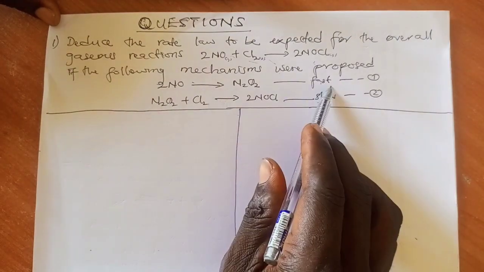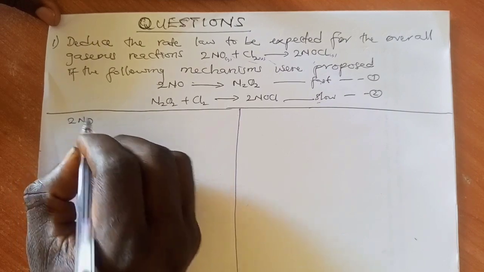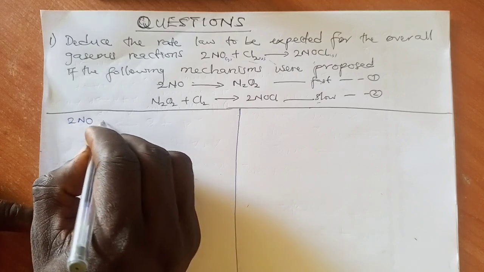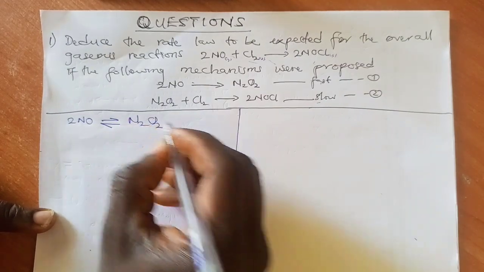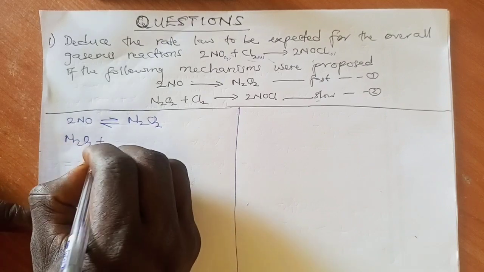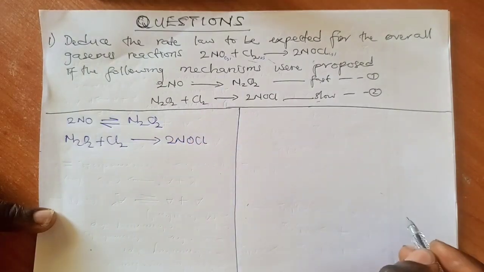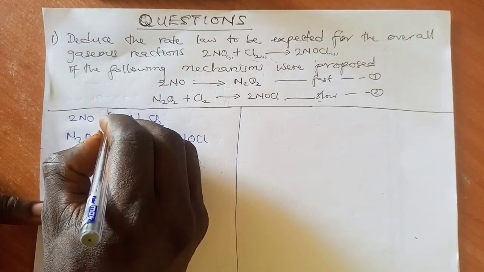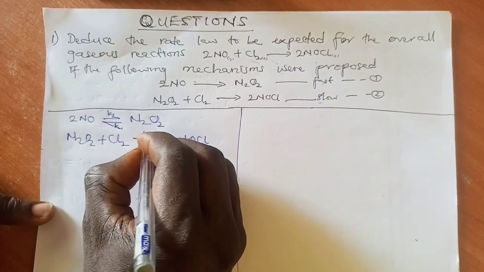Now, we have the fast process. In my previous video, I told you that the fast process, most of the time, used to be reversible like this. Okay, then you have N2O2 plus Cl2 to give you 2NOCl. You can see. Now that means I'm going to have my rate constant k1 here, and this I say rate constant k-1 (superscript minus 1), and rate constant k2.